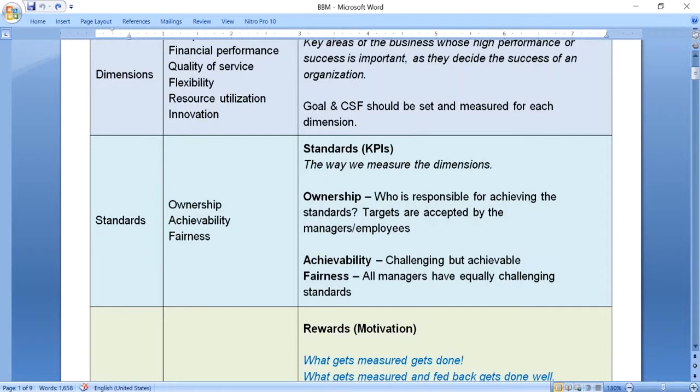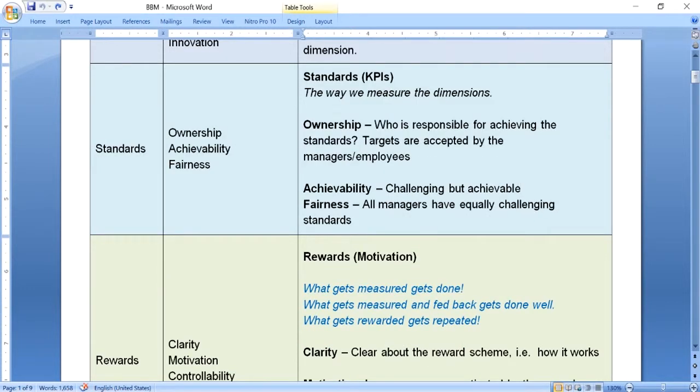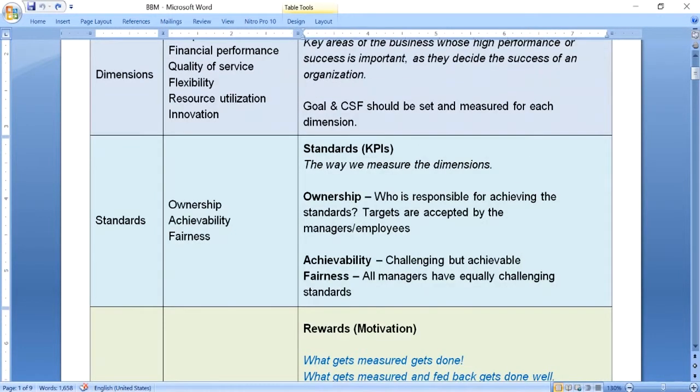All right, achievability means the target should be challenging but obviously achievable, because if the standards are very difficult to achieve, then they might be demotivated. And fairness means all managers have equally challenging standards. Okay, so when we are talking about standards, that means you should think of the key performance indicators. So very simple, dimensions, CSF, and standards, KPI.